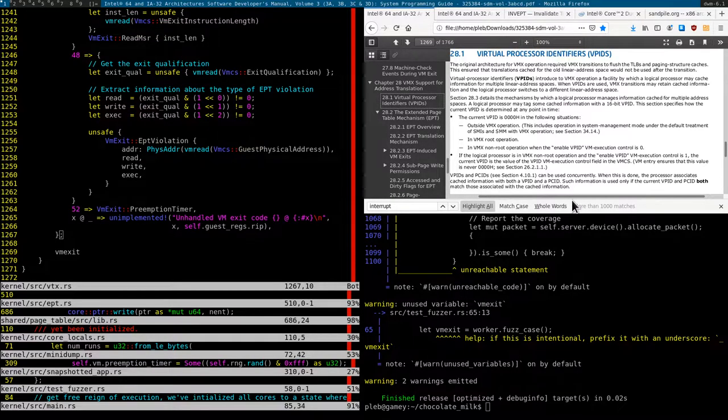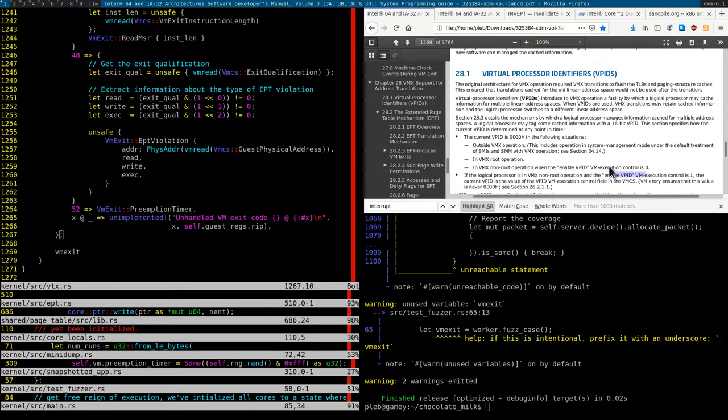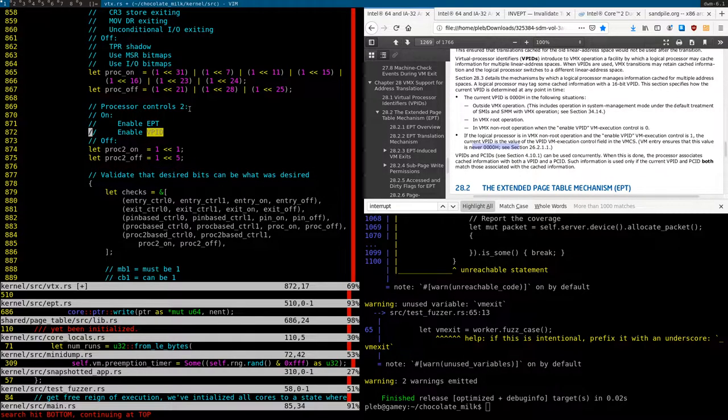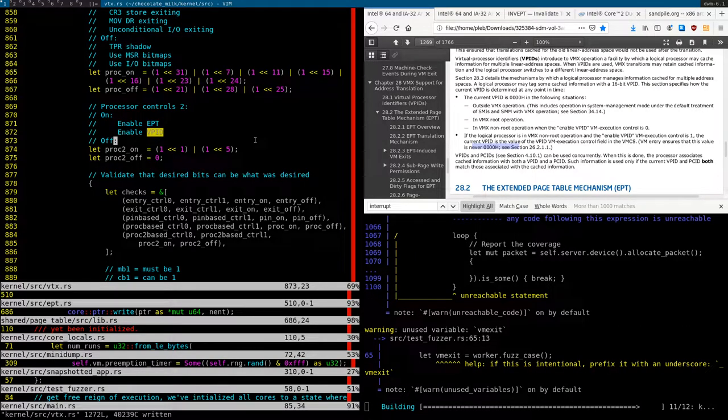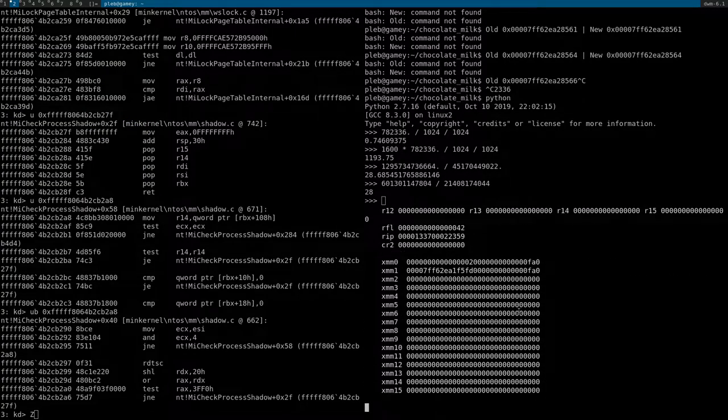Reading the manual on VPIDs. If it's in this and enable VPID is 1, current VPID is the value of the VM execution control field in this. And it ensures that this is never 0. Okay. On, enable VPID. Okay. This is going to fail. This should not even allow us to enter the VMs. Correct.